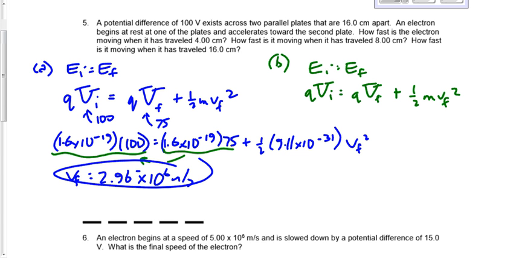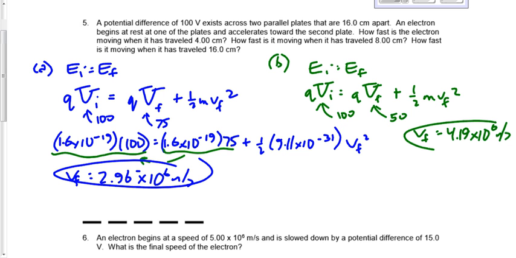Okay, so we're going to say, this is the same idea, right? Except this is going to be 100, this is going to be 50. You're going to rearrange that the same way. You're going to solve for VF here. Would you expect that number to be bigger or smaller than 2.96 times 10 to the 6? Bigger, yeah. We're going to say 4.19 times 10 to the 6 meters per second is our answer there.